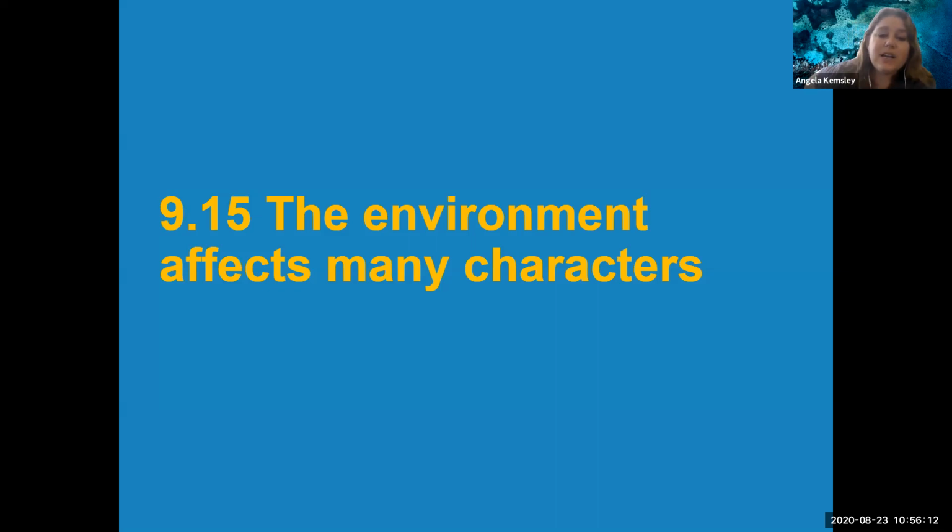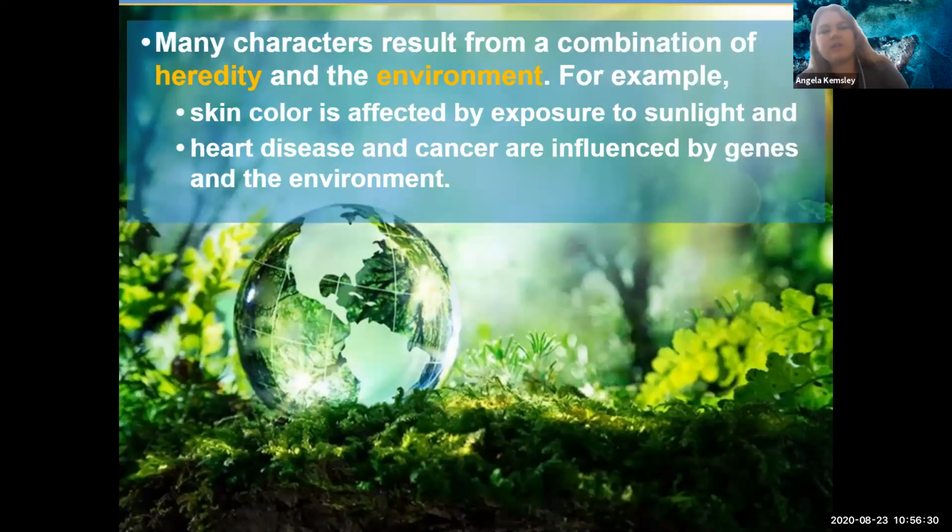The environment actually affects many characters. I think earlier I mentioned something about identical twins, way back in one of the very first lectures, because we have identical twins where their DNA can be the same, but they don't always look exactly the same, and part of that is because of the environment. Many characters result from a combination of both heredity and the environment. For example, skin color can be affected by exposure to sunlight, and heart disease and cancer are influenced by genes and the environment.